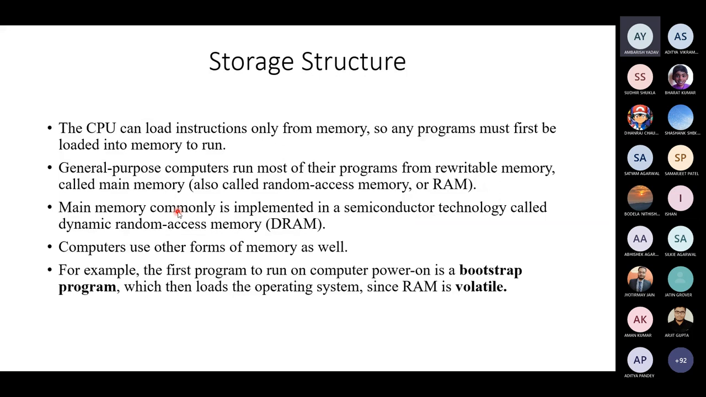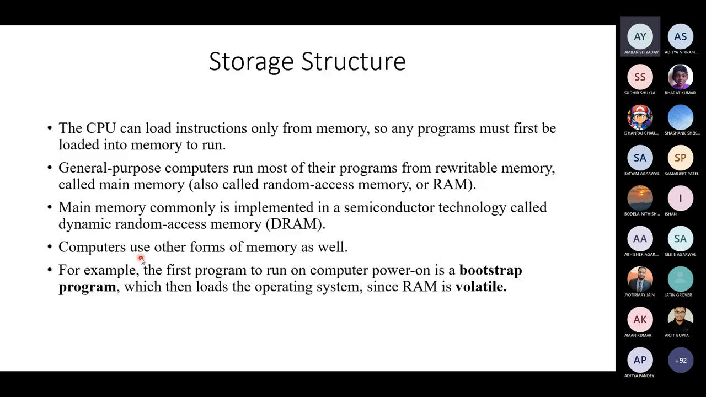So see, a CPU can load instructions only from memory, so any program must first be loaded into memory to run, right? If a processor wants to execute any instruction, it will load it only from memory. The general purpose computers run most of their programs using main memory, which is also called RAM. Main memory is commonly implemented using a semiconductor technology called dynamic random access memory, DRAM. Okay. So computers use other forms of memory as well.